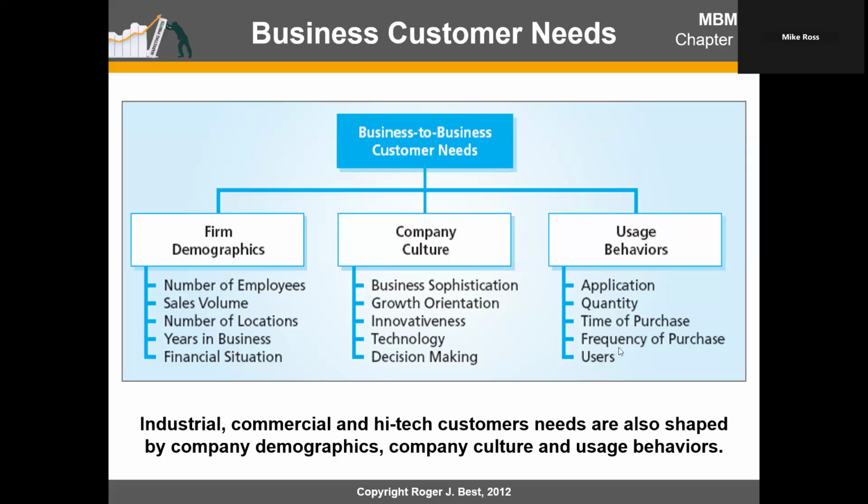There are lots of different things we can think about around businesses and the way they use different types of products or services: how much they buy, when they buy it, how often they buy it, and who the primary users are.